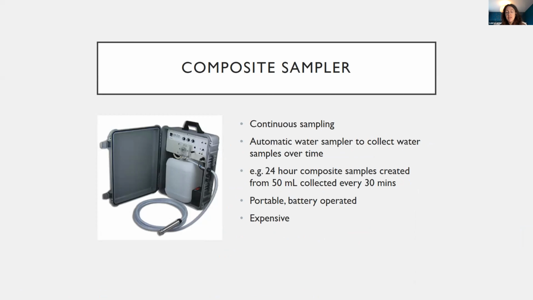And lastly, the final option I'm just going to briefly introduce is a composite sampler. So like passive sampling, it's effectively collecting the pollutants over time. So you get this more comprehensive picture of contamination. And what you do is set the collection samples at the frequency and the volume you use. So here I just provided the example that we've used before. So it was 24 hours of collection, and every 30 minutes 50 ml was collected into this big tank.